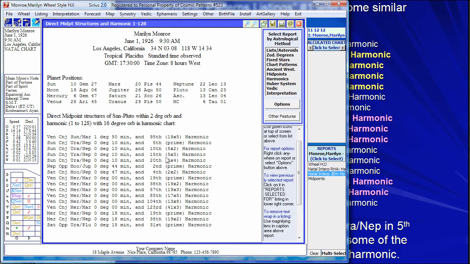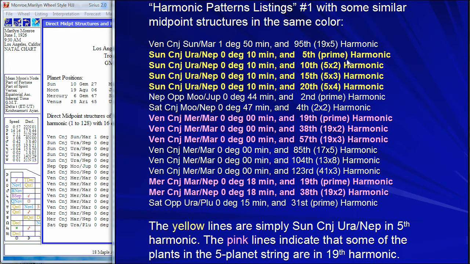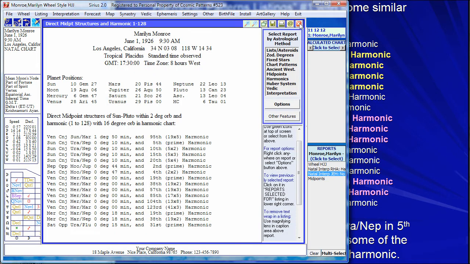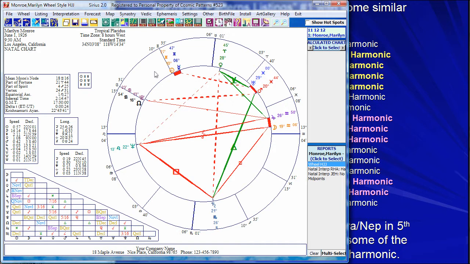so that we can see it more clearly, and I've color-coded it. So what this is telling us is that the Sun conjunct Uranus Neptune is a 5th pattern. It's a 5 pattern. And it's also within orb of 10, 15, 20. This just means Sun at Uranus Neptune are 5ths. Let me show that to you. Let's go back to the program. Let me close this. And let's do this.